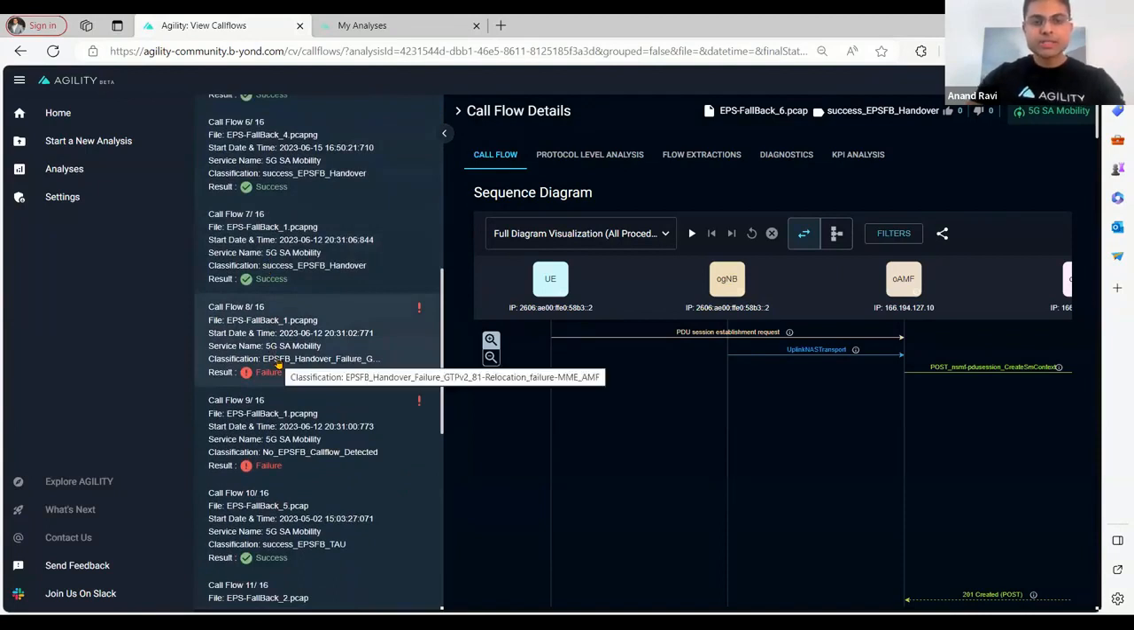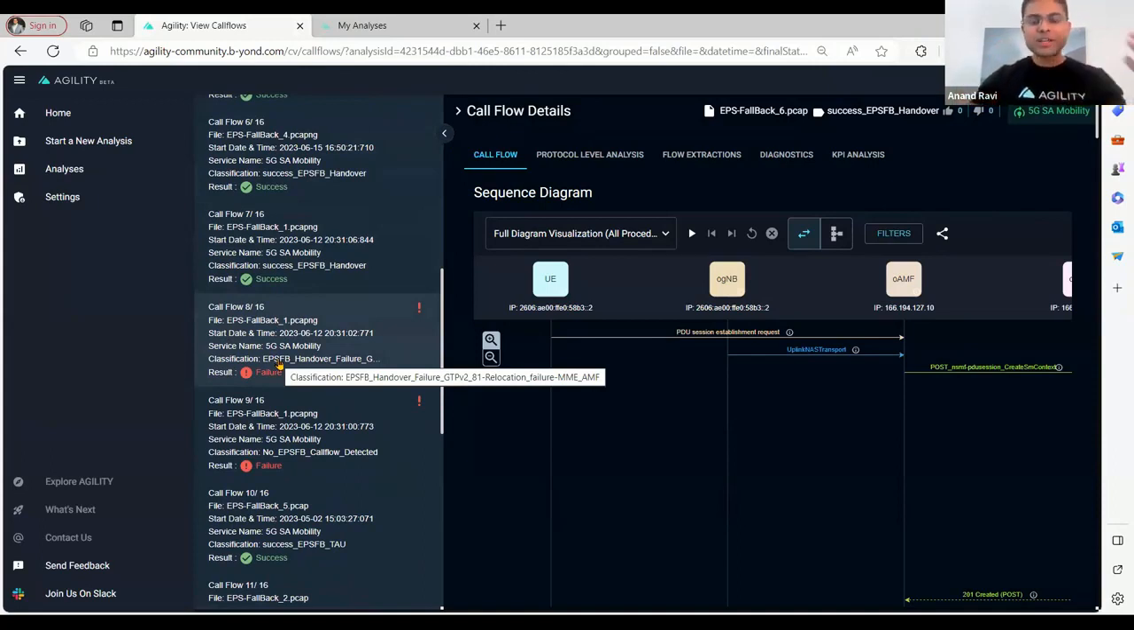In this case, the model is telling me that the classification is an EPS fallback handover failure at the GTPv2 layer because of the cause 81 relocation failure between the MME and the AMF, right? So it's really telling me which service, what's the procedure that failed, the protocol that failed, where the failure is, the cause, and the interface as well.